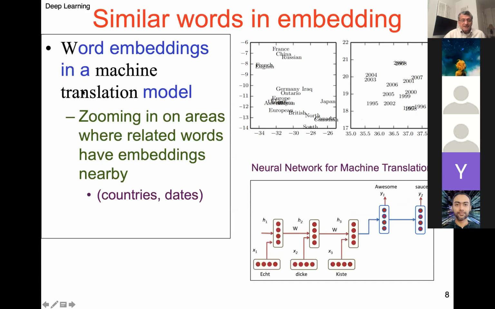What is interesting is word embeddings in a machine translation model. We are zooming in on areas where related words have embeddings nearby, countries, dates. For example, here we are looking at a two-dimensional representation using a method called t-SNE and seeing where they end up. Look at that, France, China, Russian, they're all nearby. This is Germany, Iraq, Ontario, Europe, they're all here. Japan is over here, English, French are over here. We never set out to say these are all similar words. We were just looking at some data set and mapping it into a 300 dimensional space and then reducing it into 2 dimensions over here. And look at that, all kinds of similar things are coming together. It's as if it's understood the meaning. Certain dates are together here. These seem to occur together.